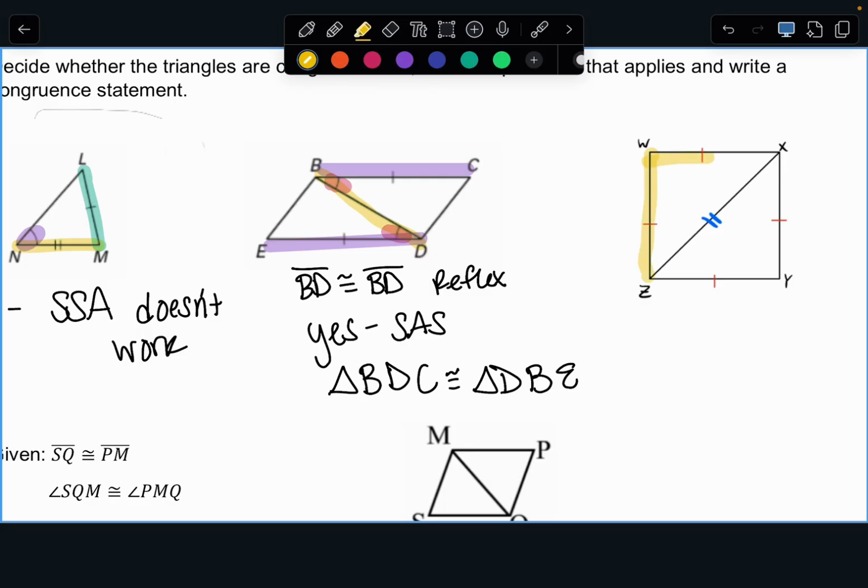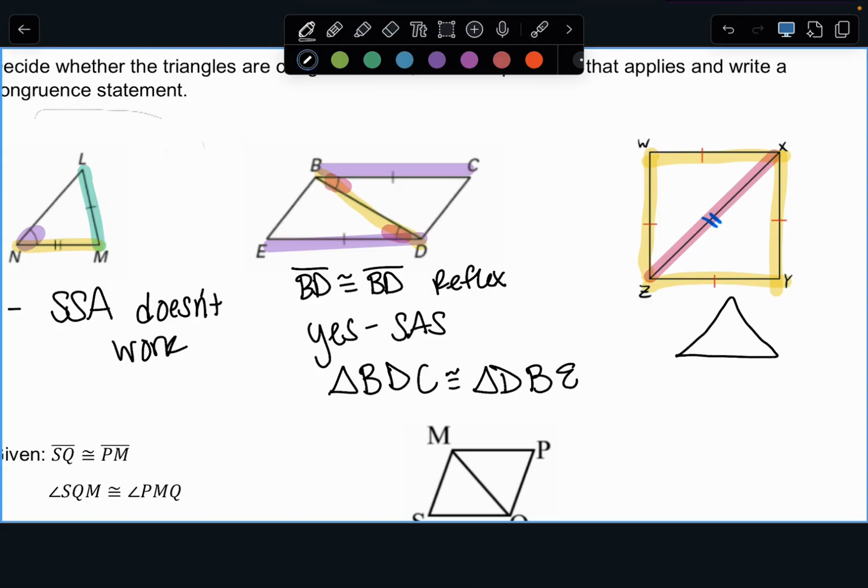I know all 4 of these sides are the same. I also know, like we did last time, this red segment, ZX, is congruent to itself, and it's part of both triangles. So what I really have here is a side, side, side situation for each triangle, which is a thing, but we don't know it yet. So let's try to use side, angle, side.